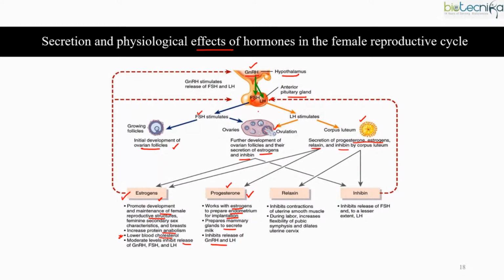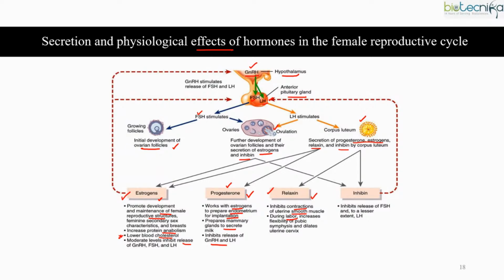Under the influence of progesterone, it can inhibit gonadotrophin releasing hormone and LH, because if fertilization takes place, you do not need further LH. You don't need ovulation. Then relaxin basically inhibits the contractions of the smooth muscles in the uterus. When the female is pregnant, contractions should not take place, right? So that is why relaxin is released by the corpus luteum.